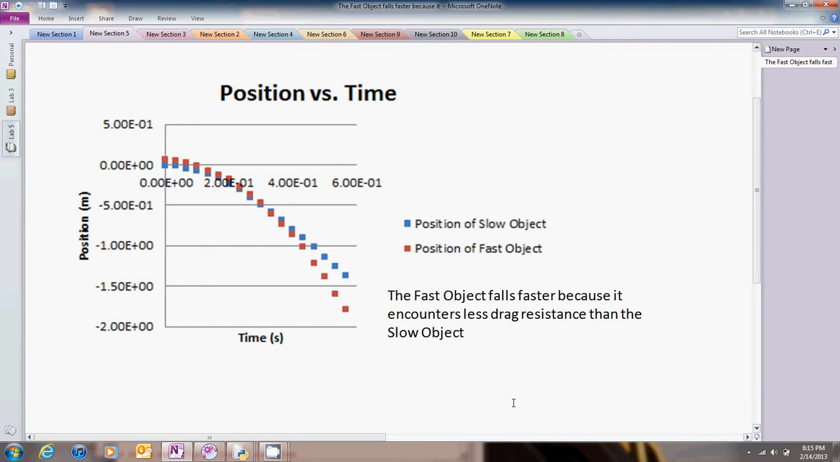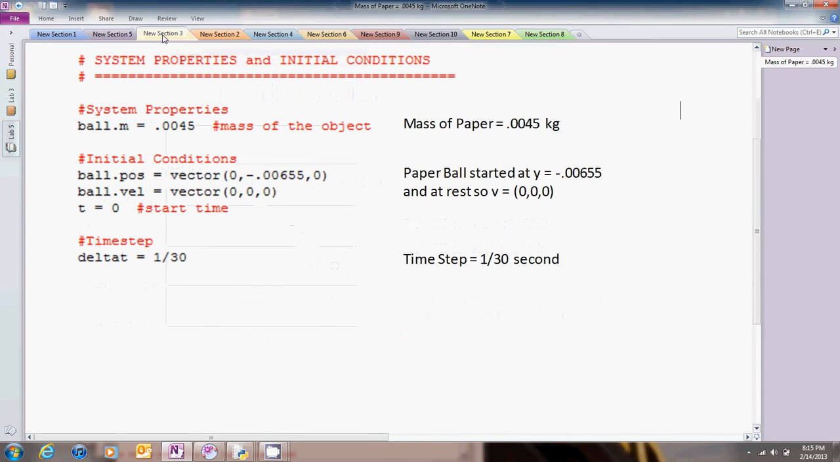The blue is the position of the slow object, and the red is the position of the fast object. The fast object falls faster because it encounters less drag resistance than the slow object. And so to model this, I set the initial conditions for the mass of the paper ball as 0.0045 kilograms. Its initial position was -0.00655 at y, so it was just below the y-axis, and it started at rest, so velocity is 0, 0, 0. The delta t, like I said, is 1/30th of a second because that was the time between each clip.